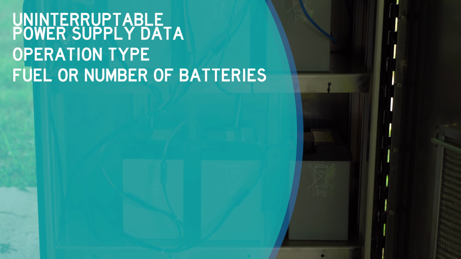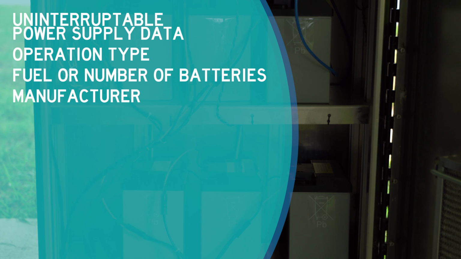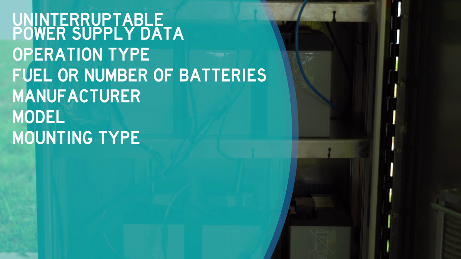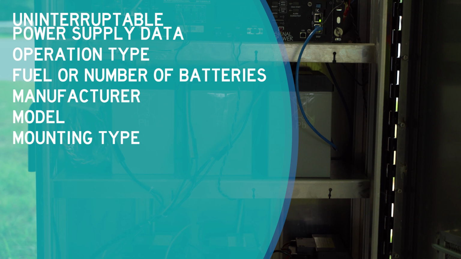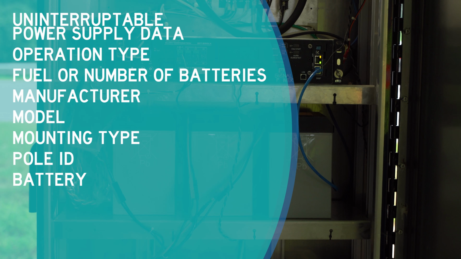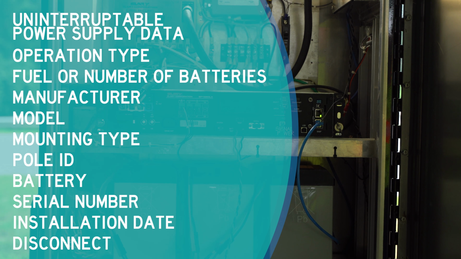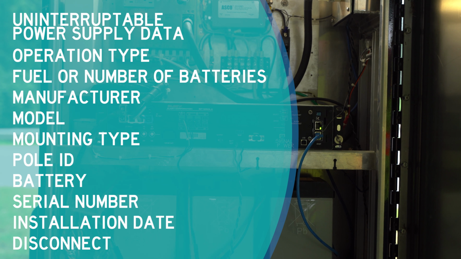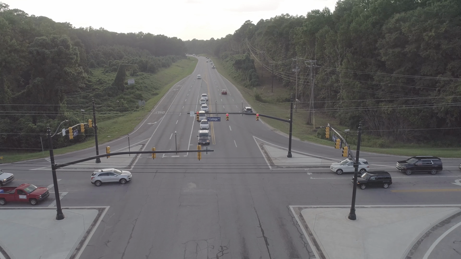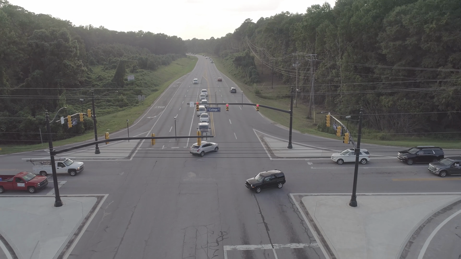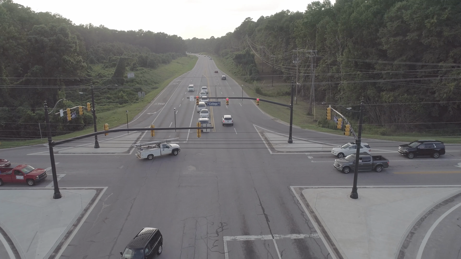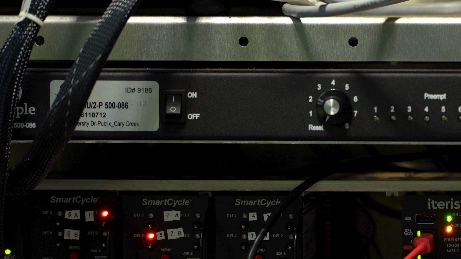The fuel in gallons, number of batteries, the manufacturer, model, the mounting like base pad, pole, or cabinet, pole ID, battery serial number, installation date, and determining if the UPS has a separate disconnect are documented. We can also add utility data. For each utility, critical data will include the utility type, the company, and contact number.